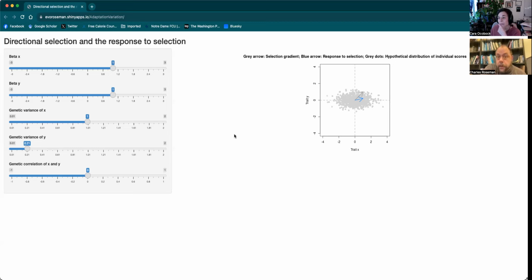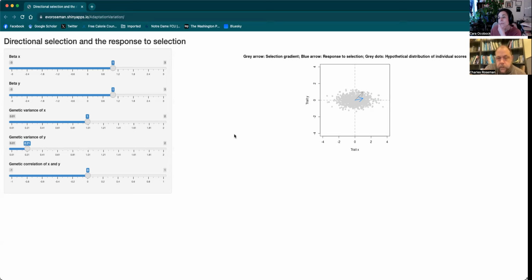But we have gotten a very different response. In this case, there is very, very little response in Y and quite a bit of response in X. All right, so what's going on here? Well, this is saying that the response to selection is a function of both natural selection itself, and that is the gray arrow, and the variational properties that are in the population itself.